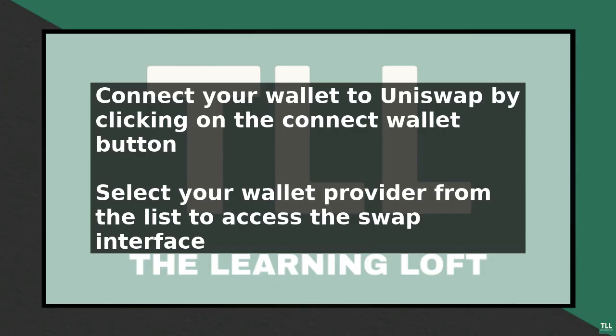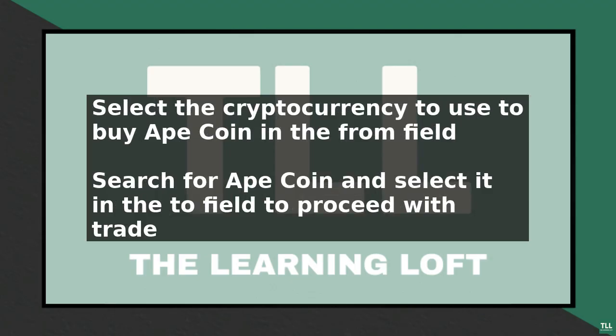Before making the trade, make sure to check the estimated gas fee and the amount of Ape Coin you will receive. If everything looks good, click on the Swap button. Then confirm the transaction in your wallet. Once the transaction is confirmed, you can check your wallet to see that you now own Ape Coin.